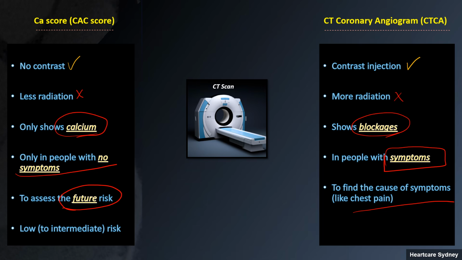And last but not least, CAC or calcium scoring is done only in people who are low to intermediate risk from a cardiovascular disease point of view. But CT coronary angiogram can be done in anyone with any degree of risk.